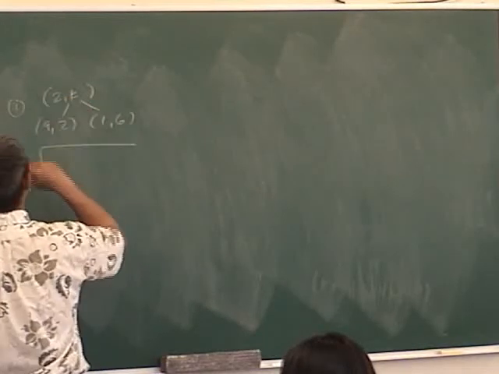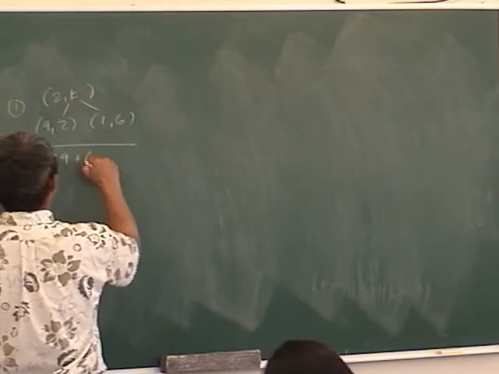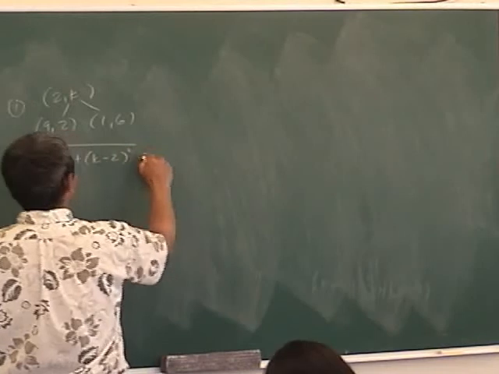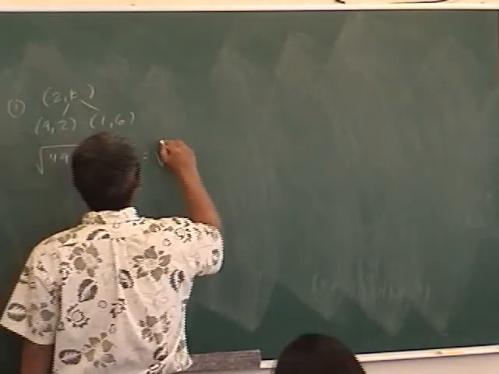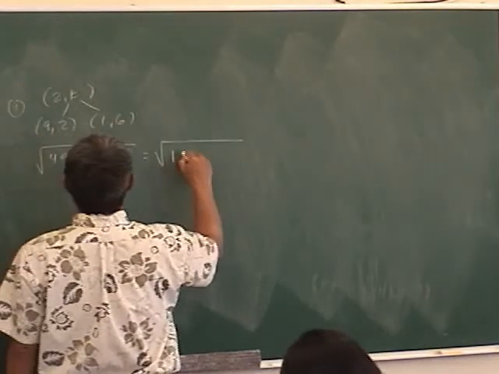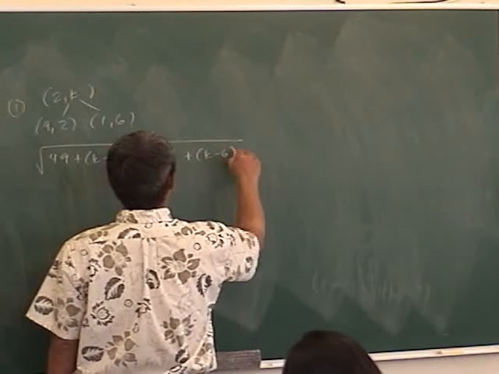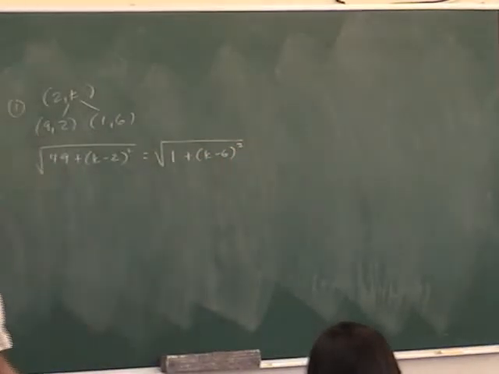Okay, (2 minus 9) squared is 49, plus (k minus 2) squared is equal to the distance between here and here. That's the square root of (2 minus 1) squared plus (k minus 6) squared. That's your equation. Square both sides. Multiply it out. The k squareds cancel out, so it looks like there's only one solution.